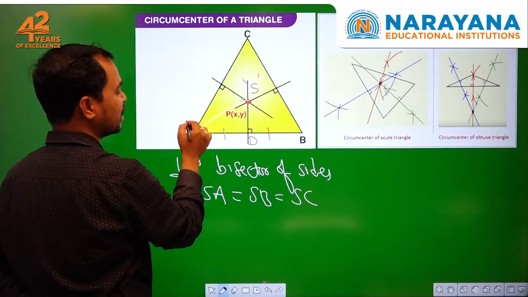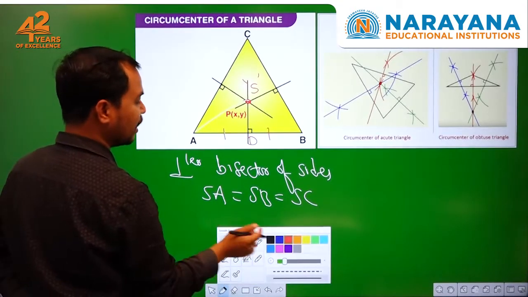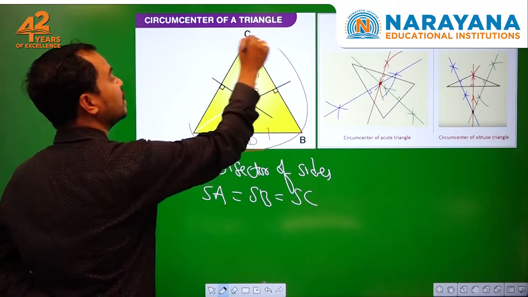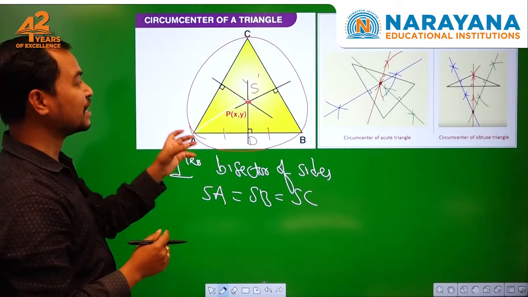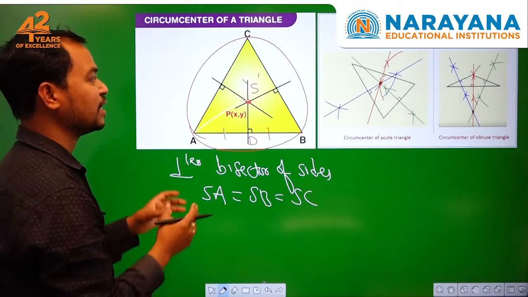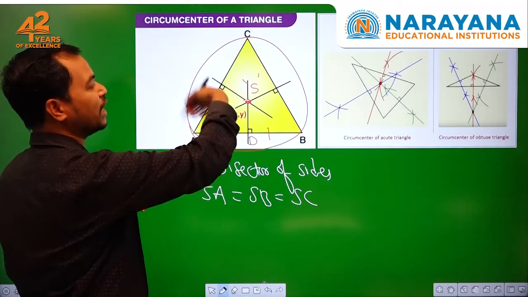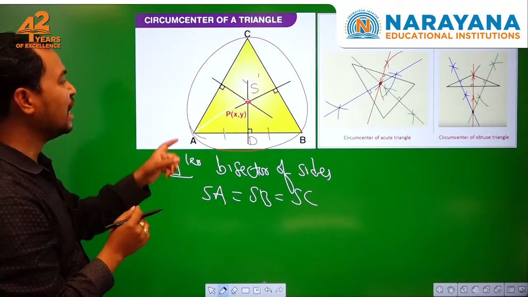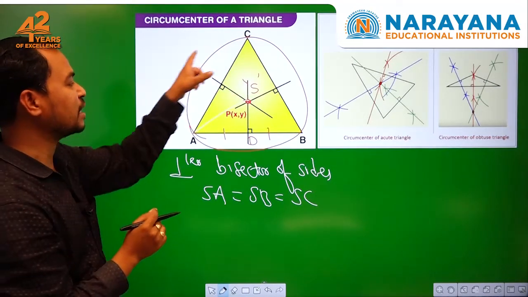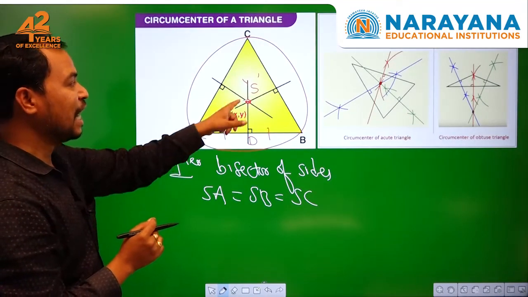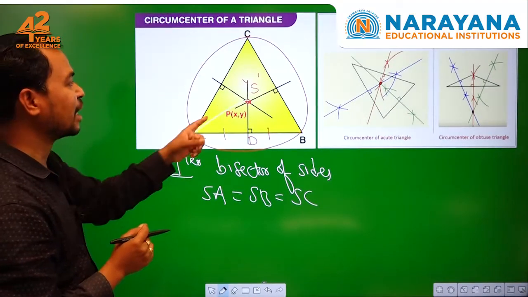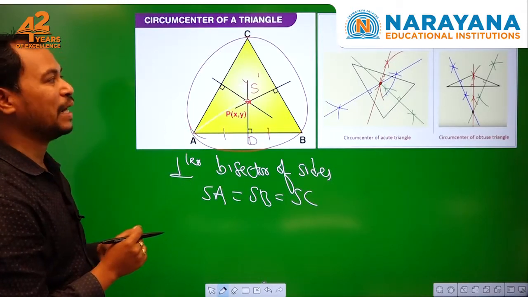Say as radius. If I draw one circle here, this passes through all the three vertices like this. Such a circle is called a circumcircle: a circle which is passing through the vertices of a triangle. A circle which passes through the vertices of triangle ABC is called a circumcircle, and its center is called the circumcenter, denoted with the alphabet S.